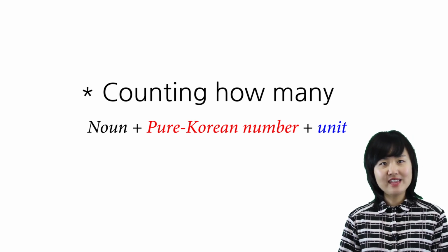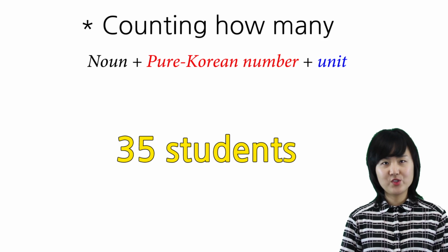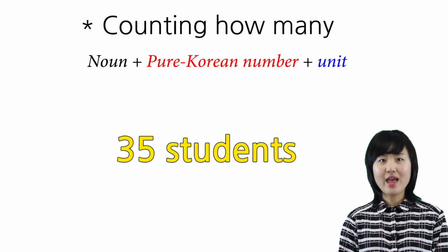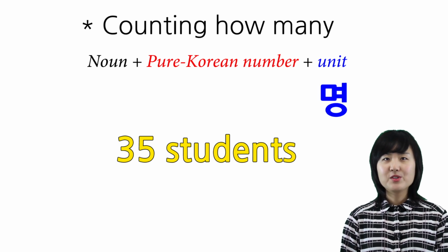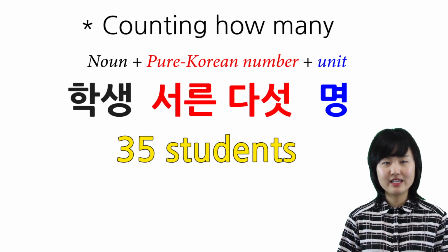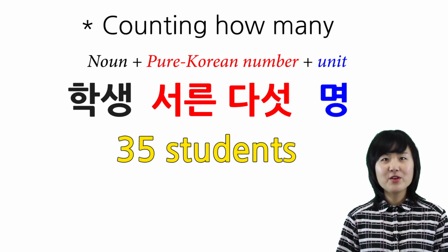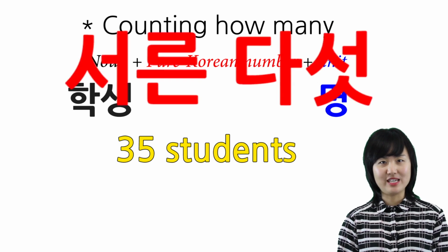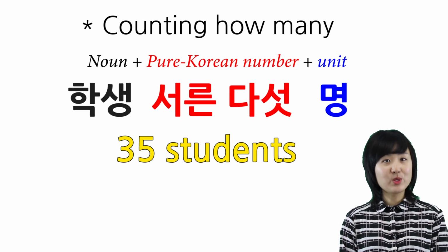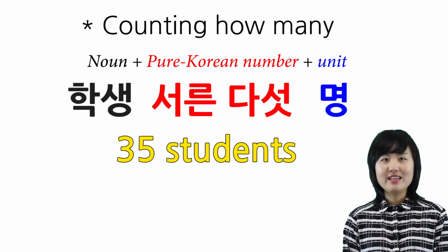First of all, let's say there are 35 students in class. Because you're counting the number of people, you have to use the unit to count people. That is, 명. So for 35 students, it is not 35 학생, but 학생 35명. Notice that the noun that you are counting comes first, then the numeral, then the unit. So the rule is like this. Noun plus pure Korean number plus unit.